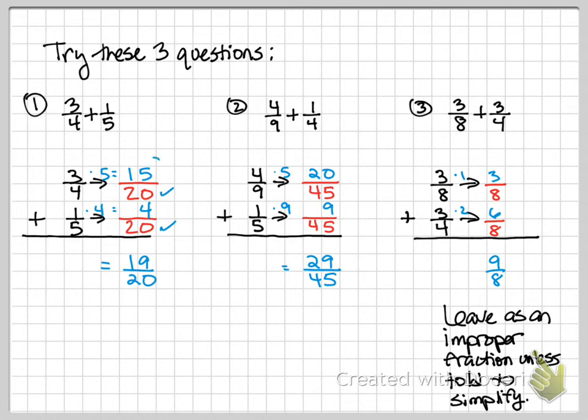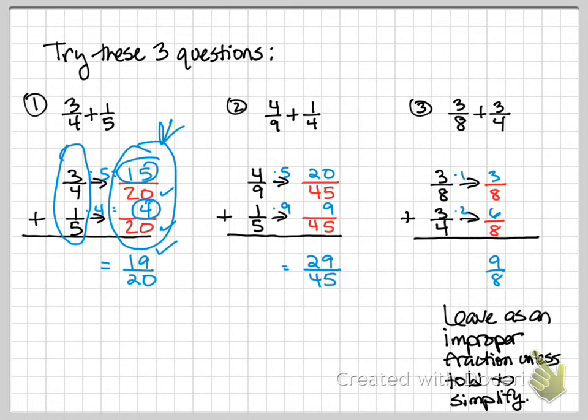I can then add 15 plus 4, which gives me 19. The denominator stays the same. This is saying that 3/4 plus 1/5 equals 19 over 20. Pay attention to how, again, this is organized. See how the fractions are all on the same line, here and here. That will help you significantly in calculating your work.